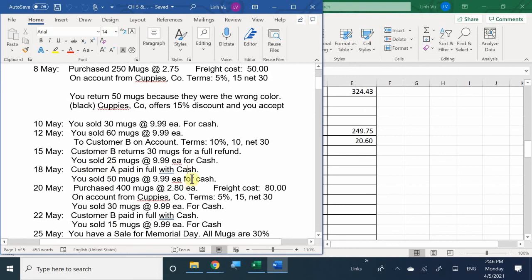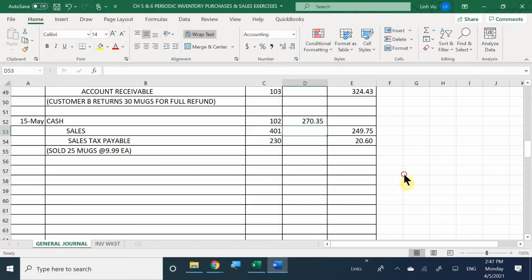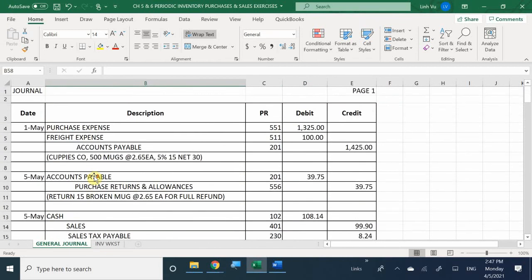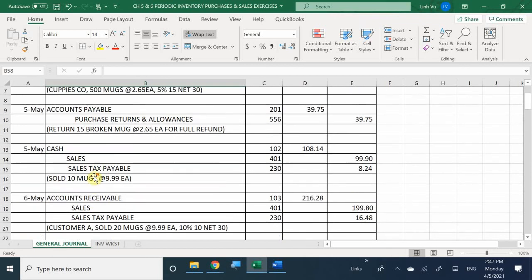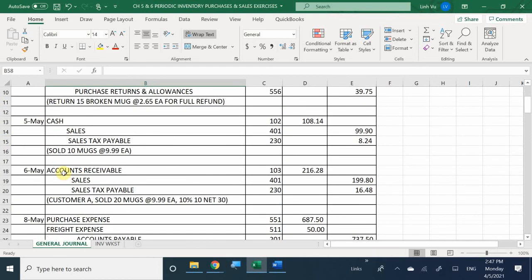So let's take a look at our journal, since we don't have our ledger, or we'll talk more about that when we dive into the fictitious business. So in this case, I'm going to scroll up to my transaction for May 6th. So here we are, accounts receivable, sales for customer A for selling 20 mugs. So in grand total, how much does customer A owe me?